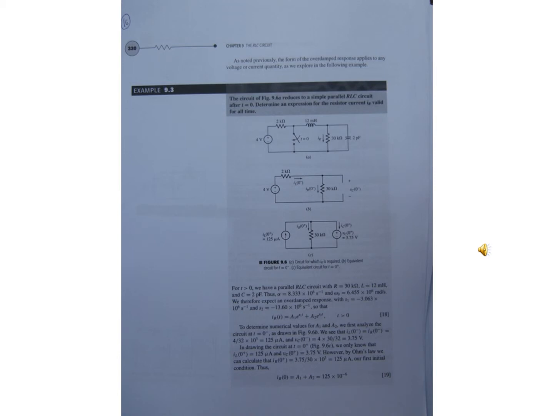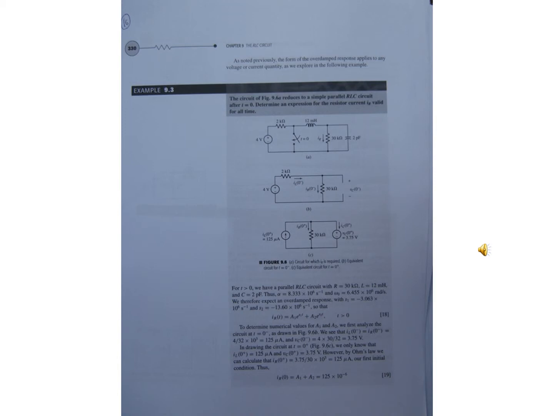So the 4 volt source is supplying the 2 kilo ohm and 30 kilo ohm in series. Therefore, the current flowing through these resistors is iR(0 negative). Those are in figure 9.6b. And then for figure 9.6c, we reconnect this circuit. Reconnecting the circuit means that the current iR(0 plus) will be flowing. So iR(0 plus) is 125 microampere.